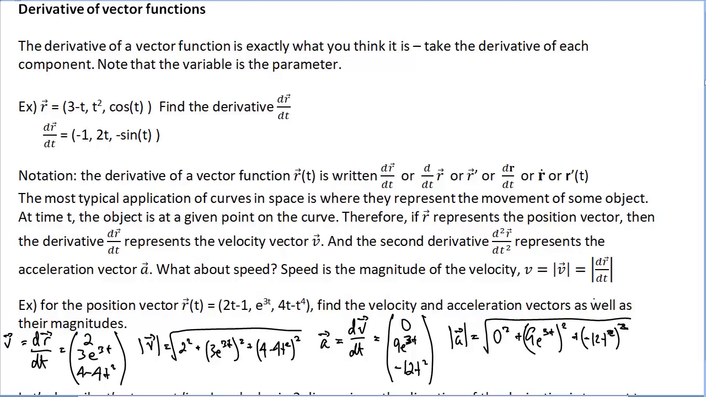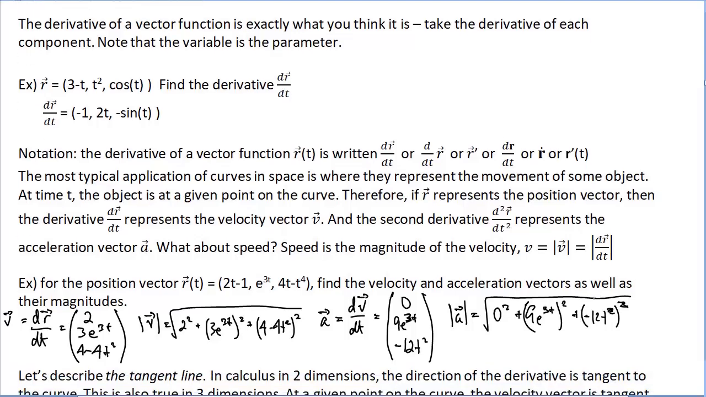And there's the calculation. Now, curiously, for the magnitude of the velocity, there's a word, speed. Magnitude of acceleration does not have its own word. You just have to say magnitude of the acceleration. Okay, so there's one application of derivatives for vector functions.